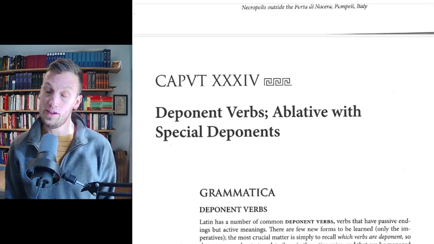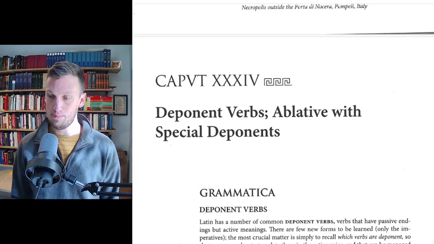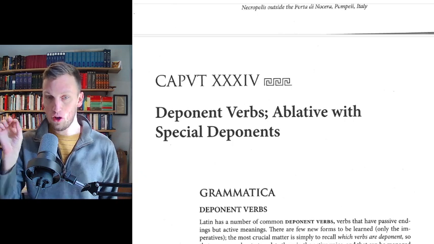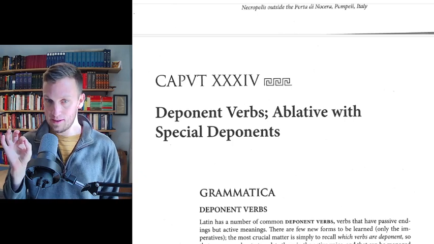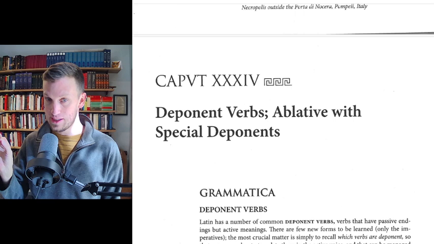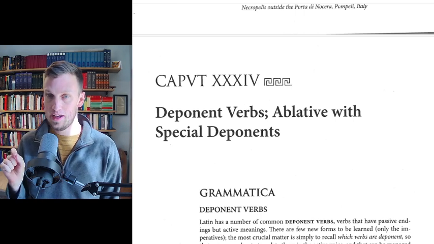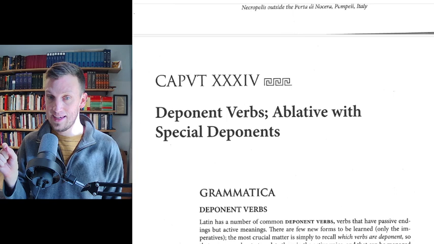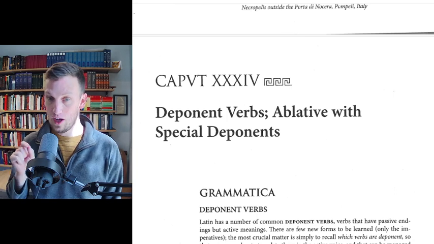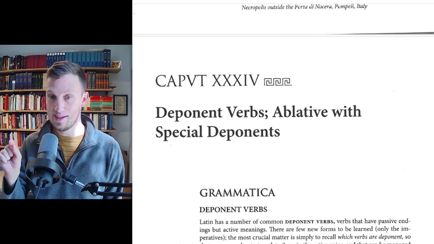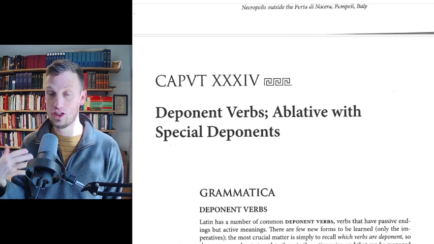Chapter 34 is your formal introduction to deponent verbs. Just a reminder, active verbs are when the subject of the sentence is the agent of the verb. A passive verb is when the subject of the sentence is the patient of the verb. That is, in an active sentence, the subject is doing the verb. In a passive sentence, the subject is receiving the action of the verb.